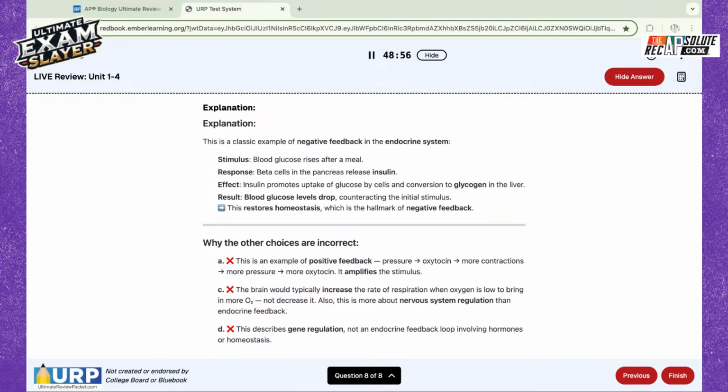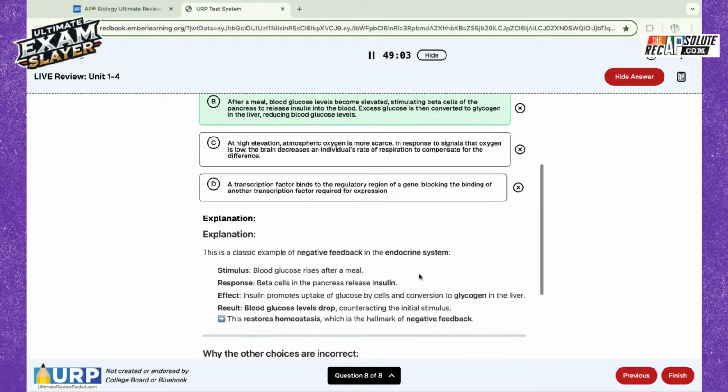So looking at these other options here and just why they're not correct. The last choice, D, was describing gene regulation. So that's not going to be anything that we're going to see.